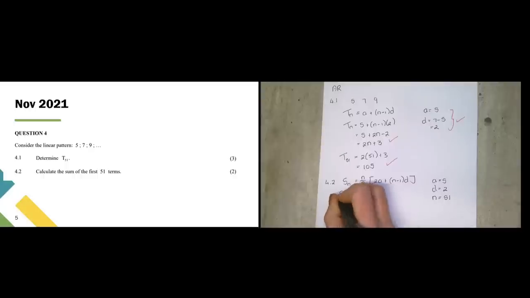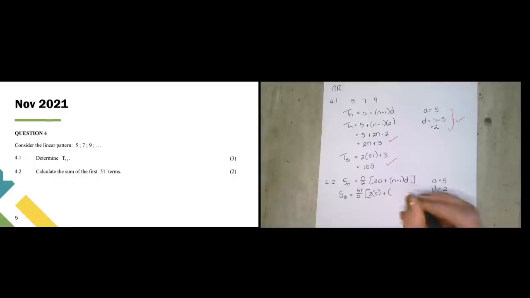So I'm working out the sum for the first 51st term. So the sum of 51 equals 51 over 2, bracket 2 times, A is 5, plus n we said is 51 minus 1, and in a bracket for the d value, or d is 2. I can type that in on my calculator and I get the answer is 2,805. That question counted 2 marks. So where did the 2 marks go? Substitution and answer.